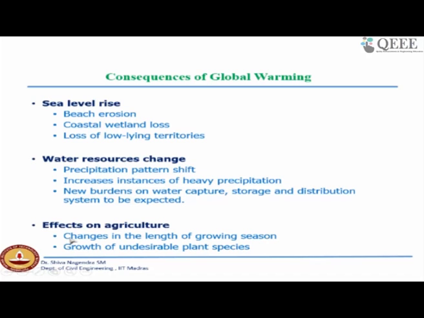And effects on agriculture: as a result of this precipitation pattern, there is a possibility of changes in the length of the growing season and growth of undesirable plant species.